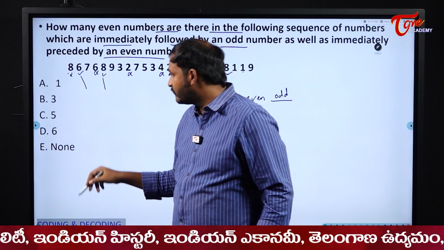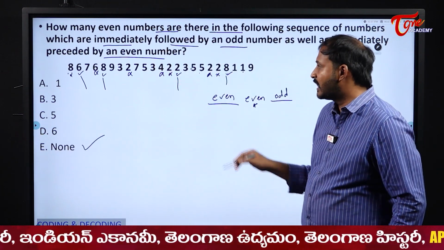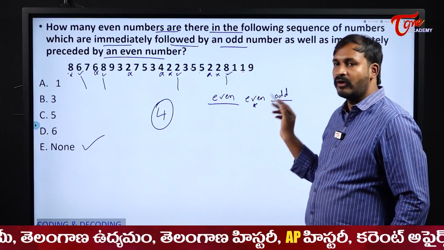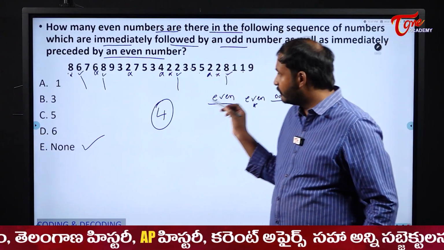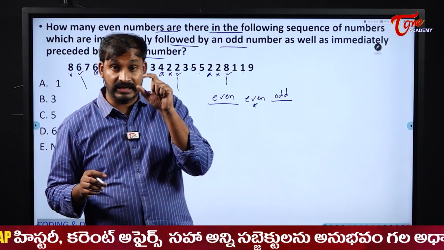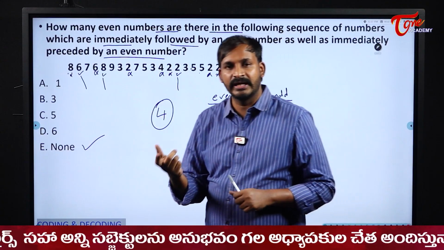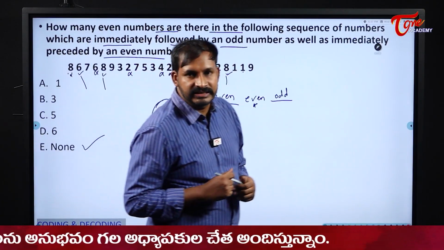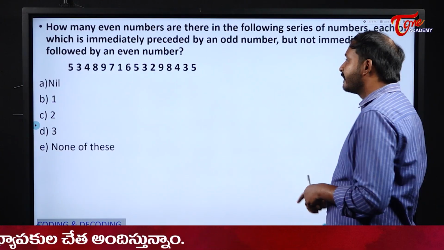So my answer here becomes none. Why? Because we are having 4 such even numbers which are preceded by even and followed by odd. You should be very careful while counting the numbers, students. Why? Because these digits will confuse us. We may count it multiple times, sometimes we may miss it. Please be careful while counting these digits, understood, right? We will see the next one.